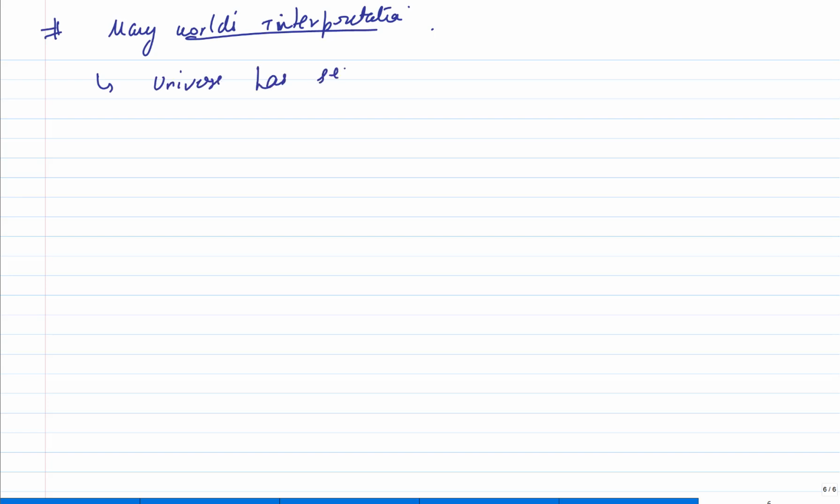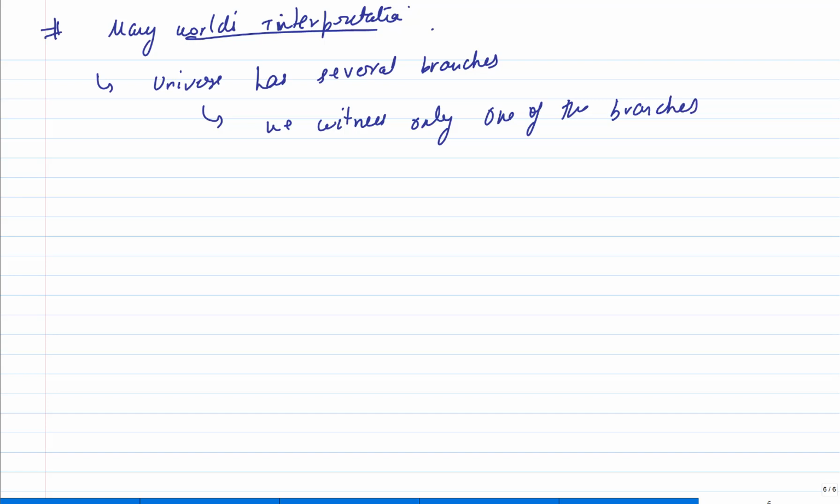The other line of thought is the many worlds interpretation, which essentially says that the universe has several branches at each quantum alternative, and essentially we witness only one of the branches. This is more of a philosophical position. This is Everett's many worlds interpretation.